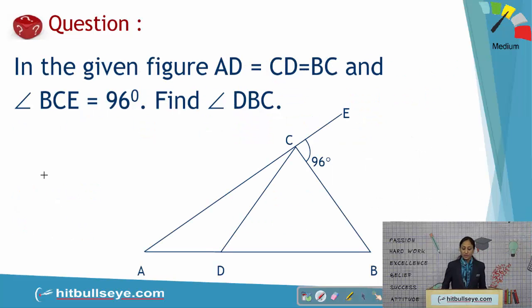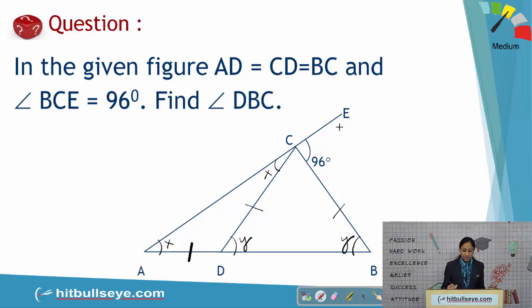In this question we are given that the sides AD and CD are equal. Therefore, the angles opposite to these two sides have to be equal. So let's call them angle X and angle X. We are also given that the sides BC and CD are equal. Therefore, the angles opposite to these two sides will also be equal. So let's call them angle Y.